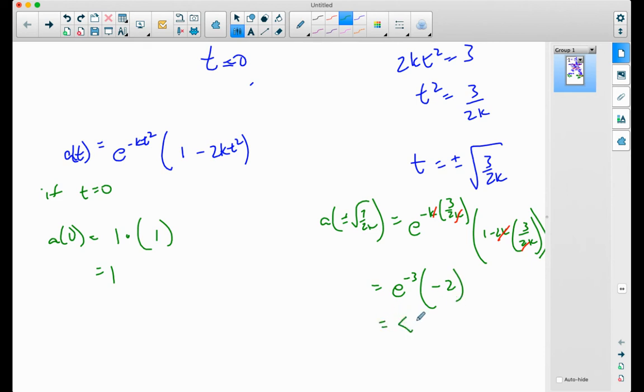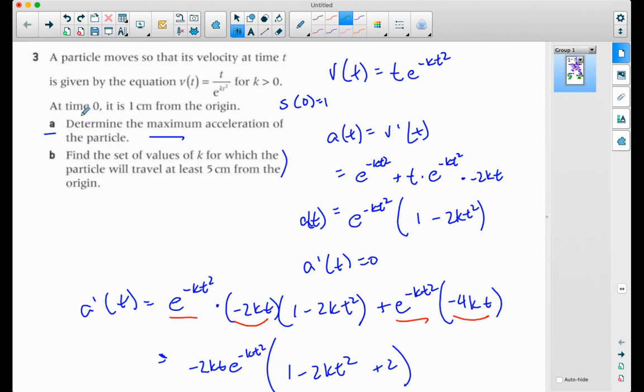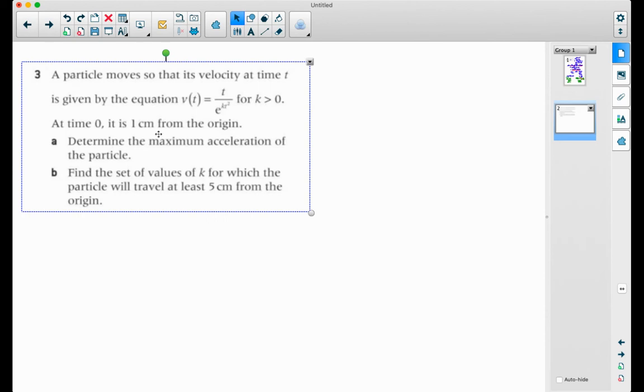So this is less than 0. It is negative. This is positive. So this one must be the maximum. And so the maximum occurs when t is 0 and a equals 1. So that is the term of the maximum acceleration of the particle. That's what this problem here is saying. So we've gotten that one. Let's try B part now.